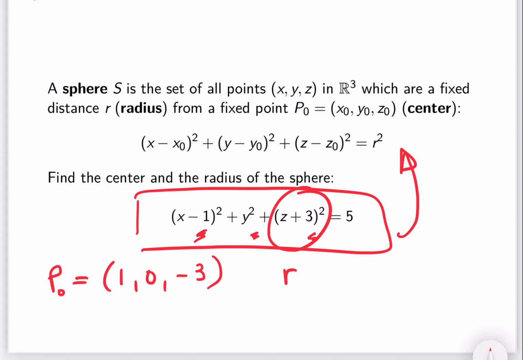And the distance then will come from the last coefficient here, that is r squared. So r will be the square root of whatever is there, and in this case it is the square root of 5. So we have calculated what is the center of the sphere and what is the radius.